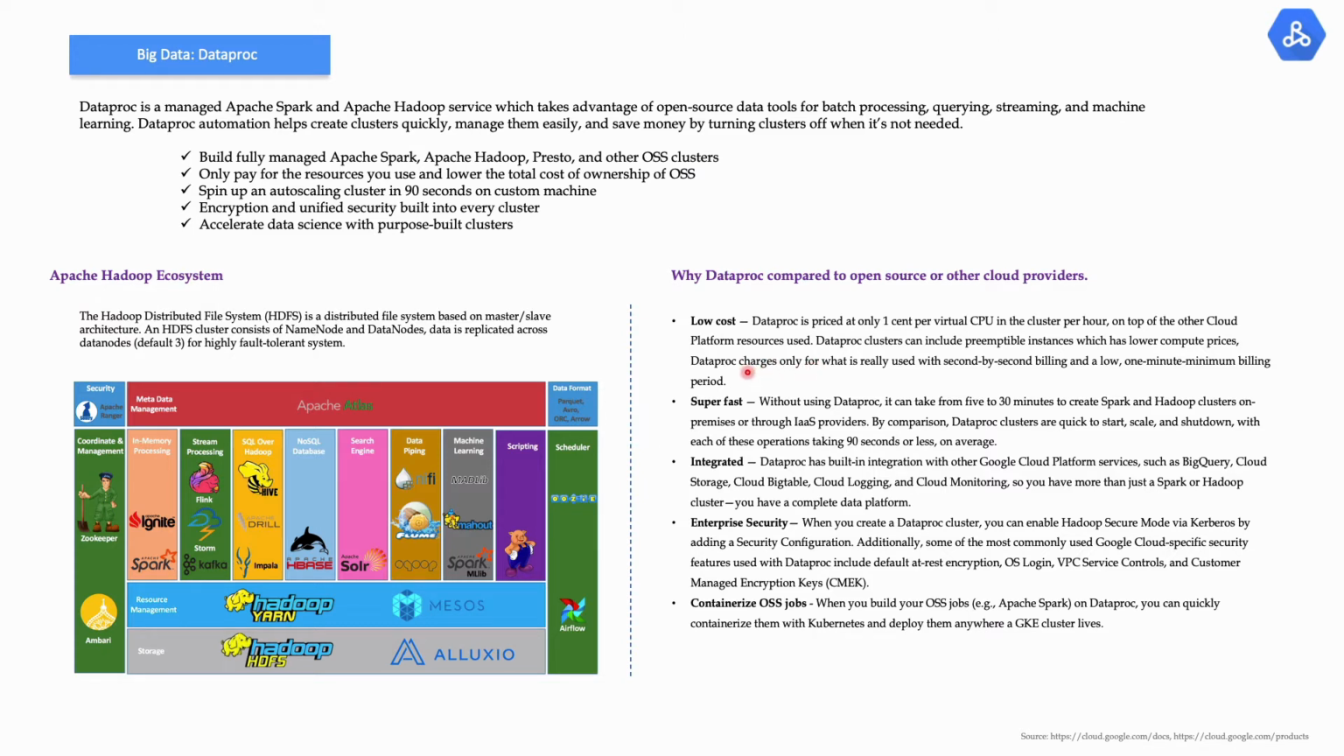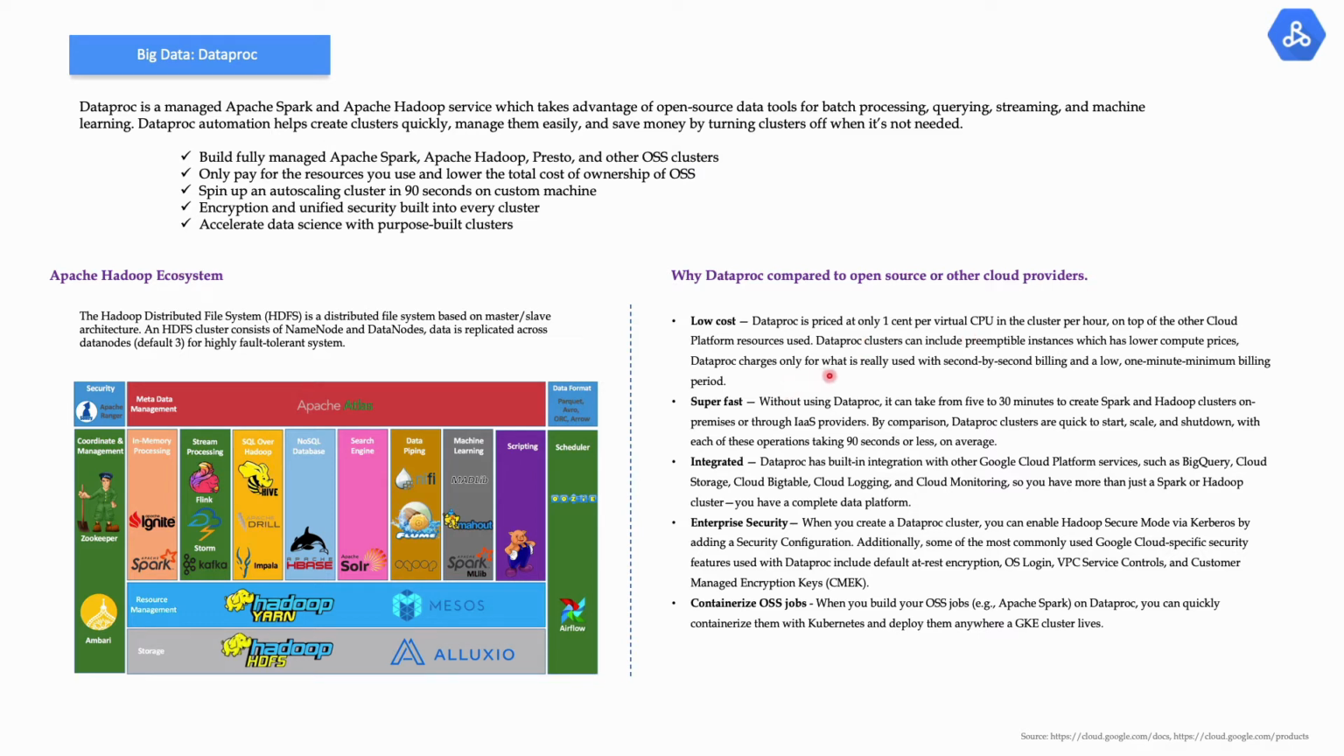One of the most important things you look at is the low cost. Dataproc is priced at only 1 cent per virtual CPU in the cluster per hour, on top of other cloud platform resources used. Dataproc clusters can include preemptible instances, and we talked about preemptible instances. If you're running lots and lots of jobs and it's fault tolerant, even if one machine goes down, the other machines can pick it up, but at the same time you will be paying a very low price by using preemptible instances.